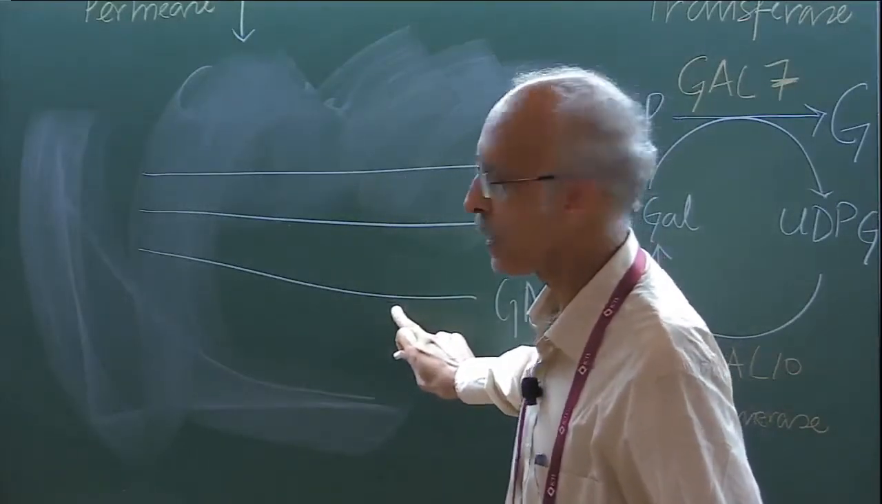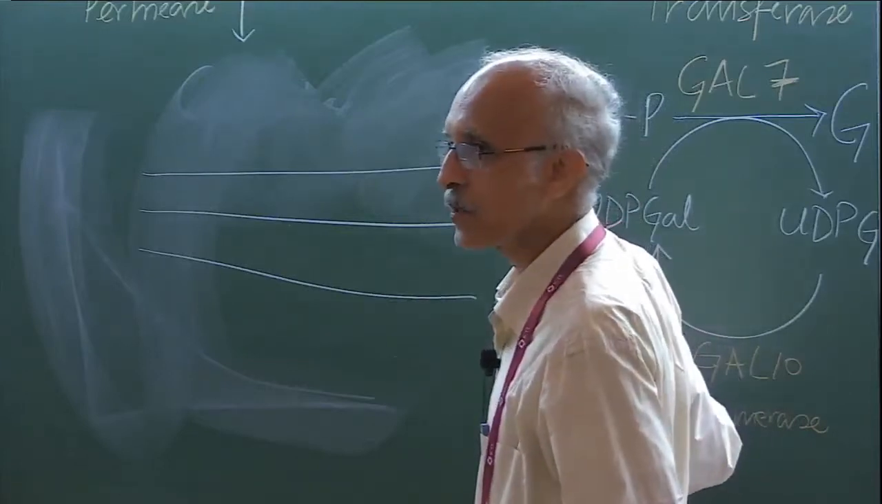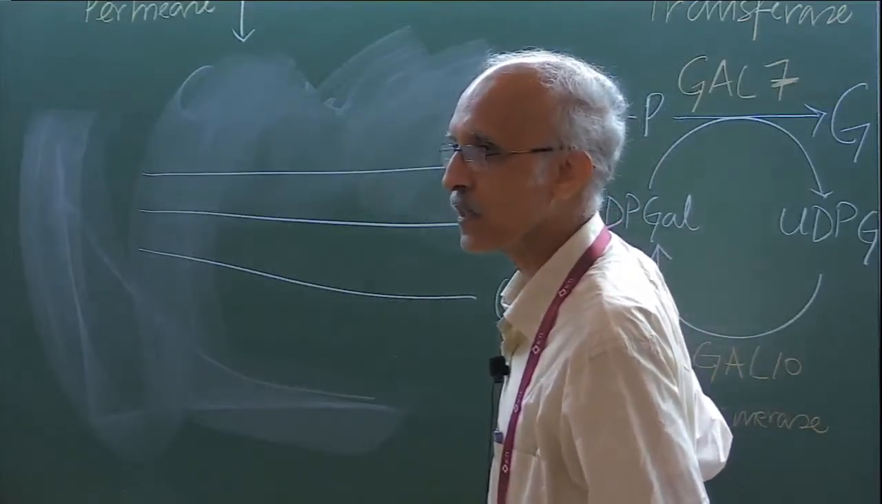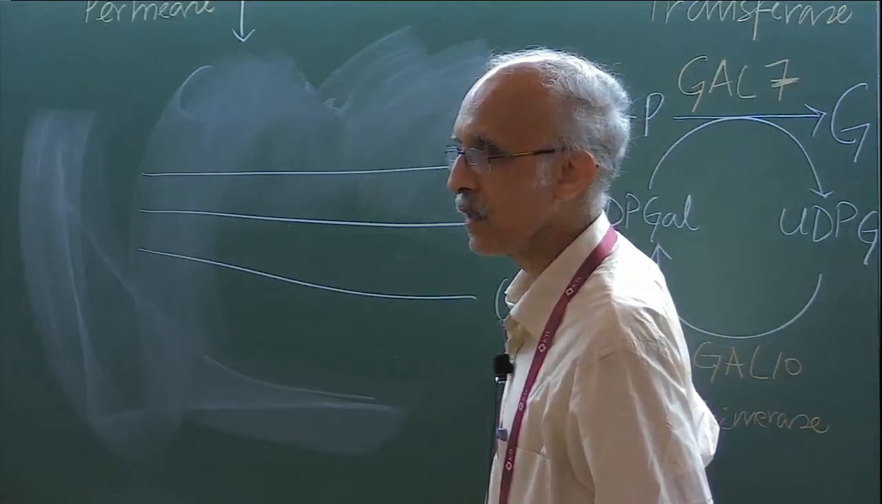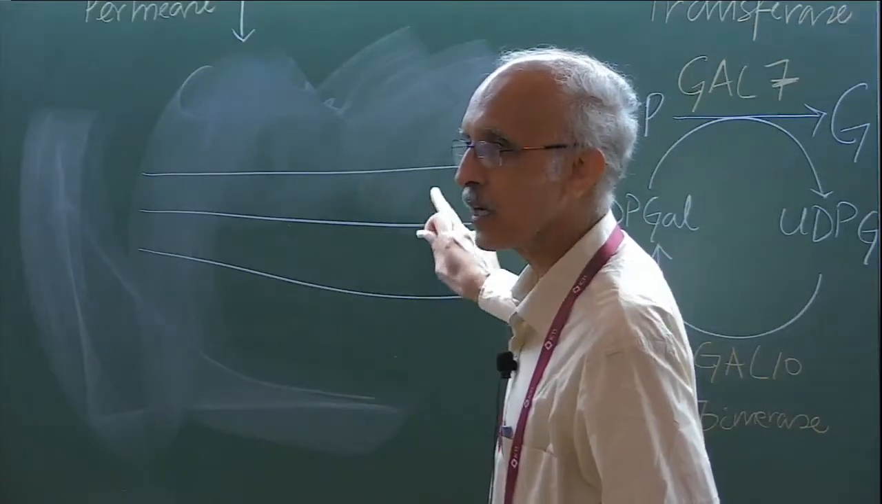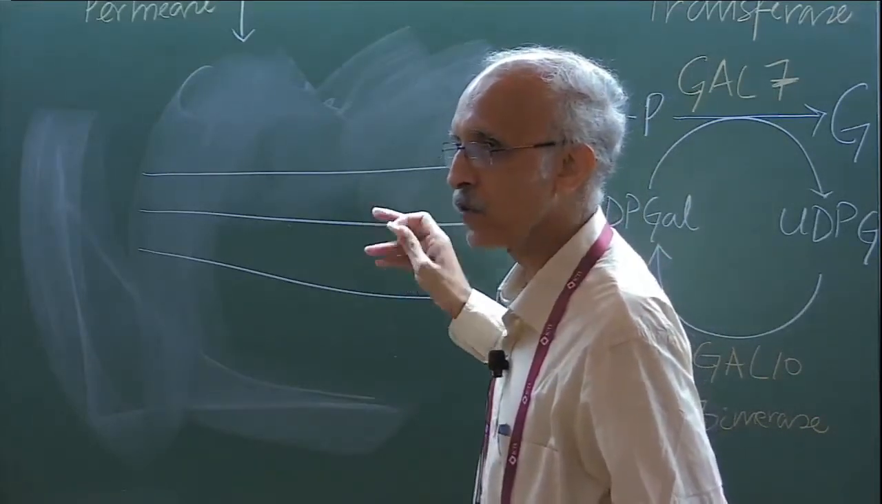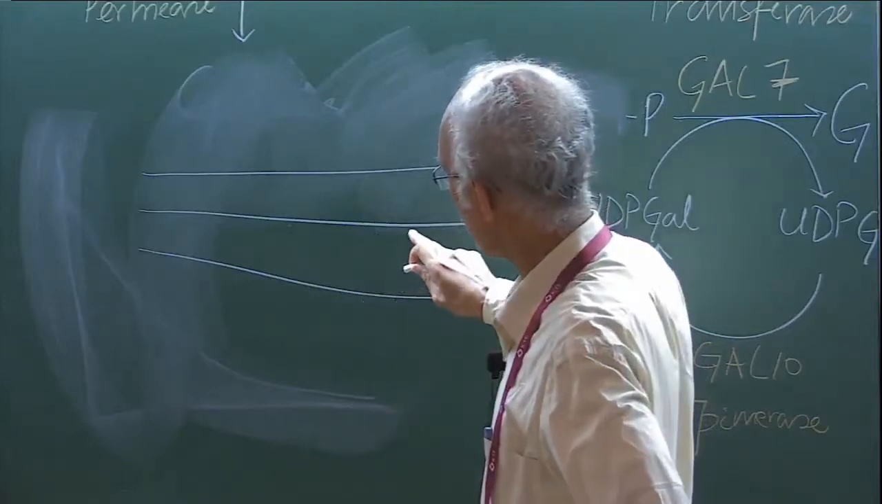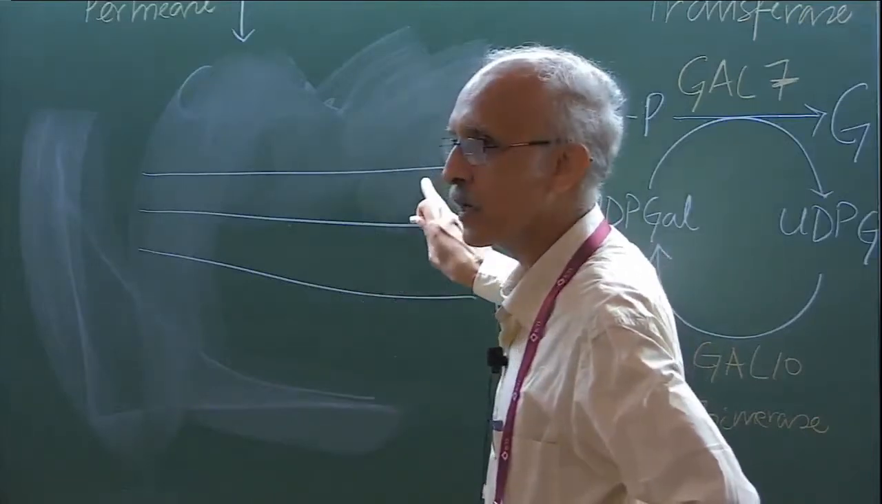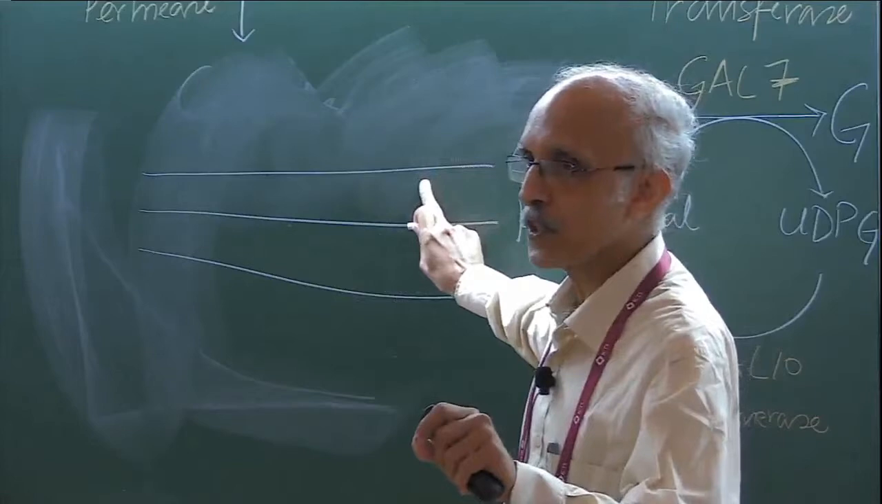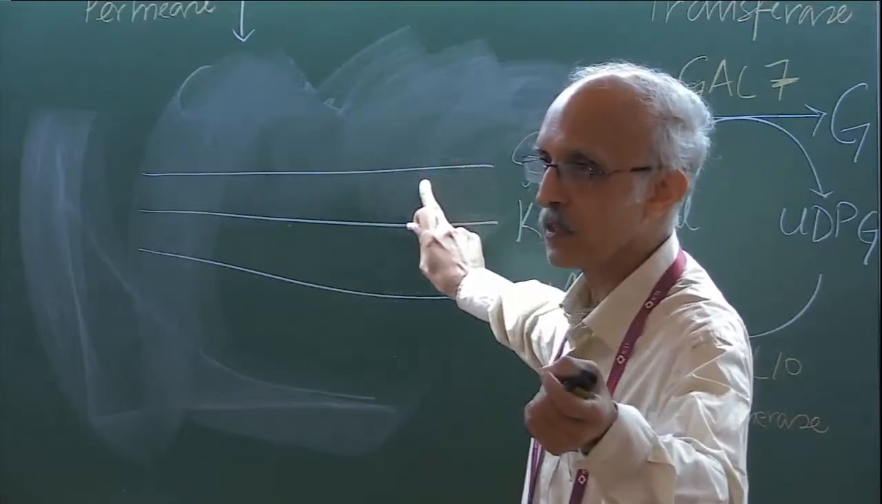Which is the last line? This is Gal3 of Saccharomyces cerevisiae, which has no kinase activity. This has only signaling activity, whereas both these are bifunctional. So our job is to identify a residue in Saccharomyces Gal1 which, upon mutation, should give us more signaling function.